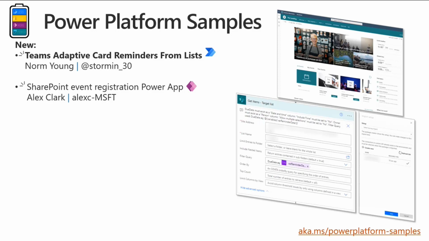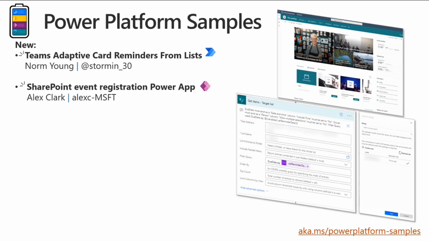So from Norm Young for Power Automate has a great sample showing how you can send adaptive card reminders directly from Microsoft List. So he's using Power Automate to have a for selected item in Microsoft List action that'll go and send an adaptive card in Teams. So it shows how to do some OData filtering inside of Power Automate and working with adaptive cards. So really great sample there.